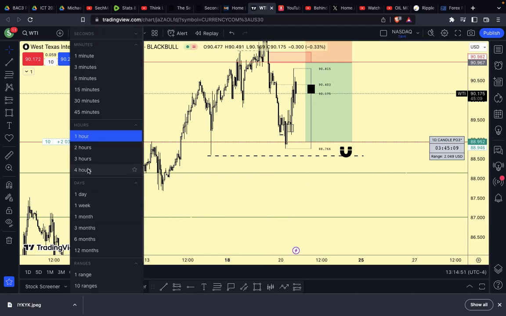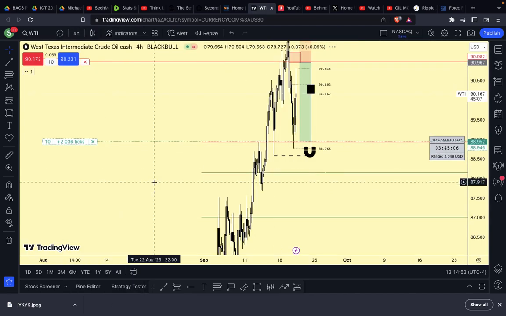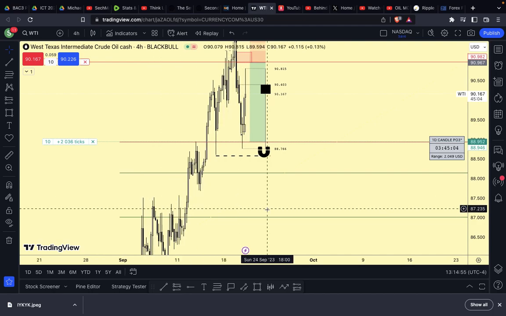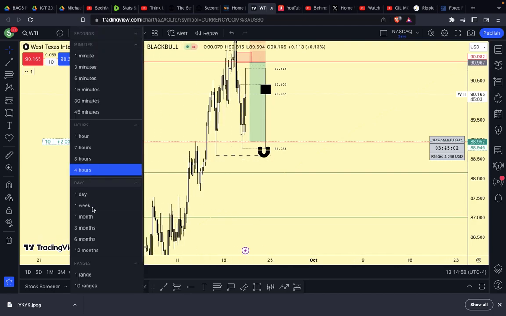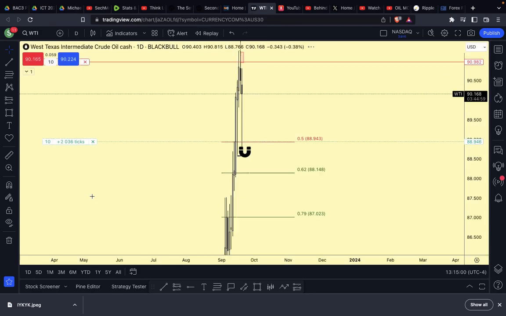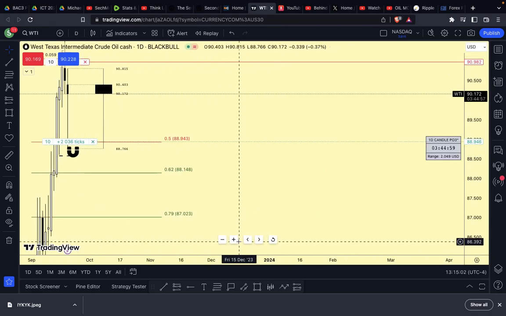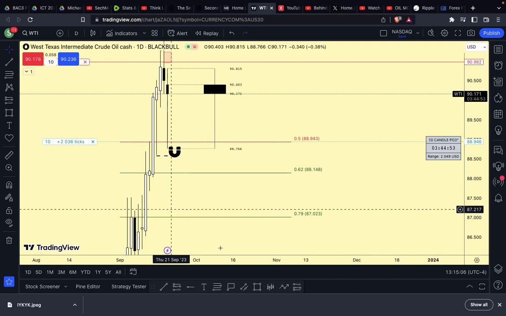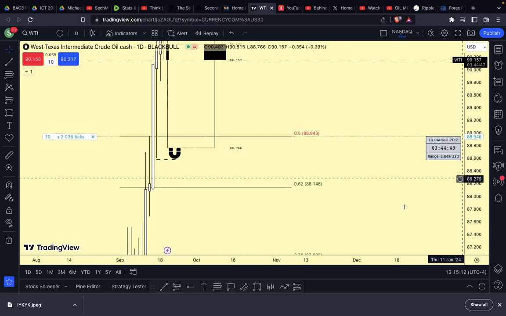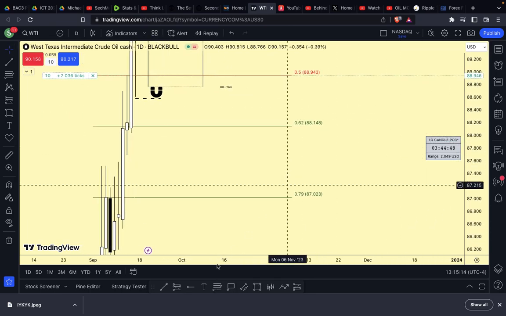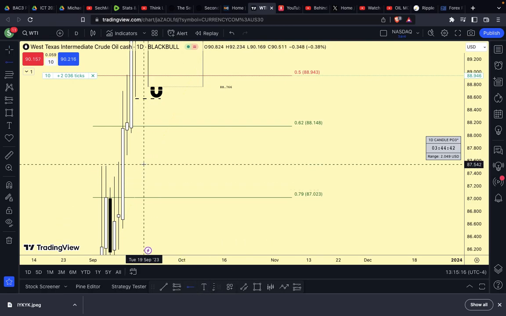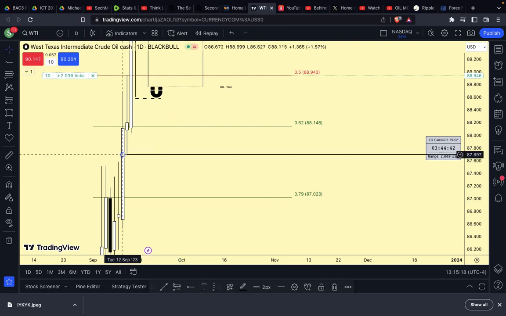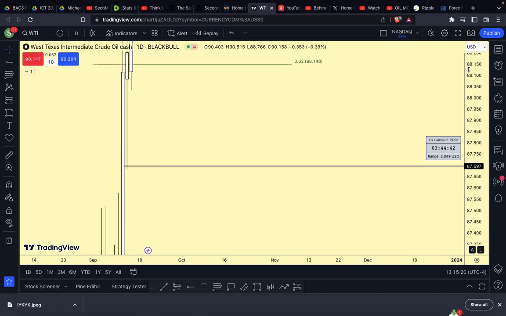Let me see on the H4 if there's nothing of interest down there. Nothing really, to be honest. Well, there kind of is. There is this very interesting area which I feel price must come back to address.